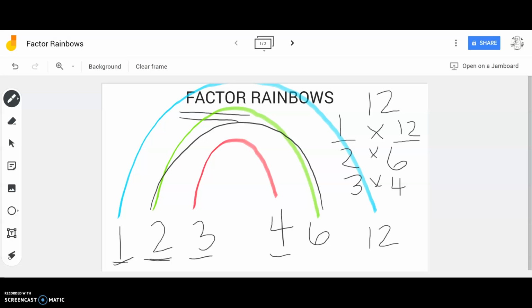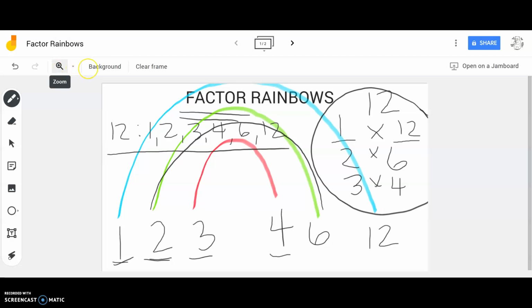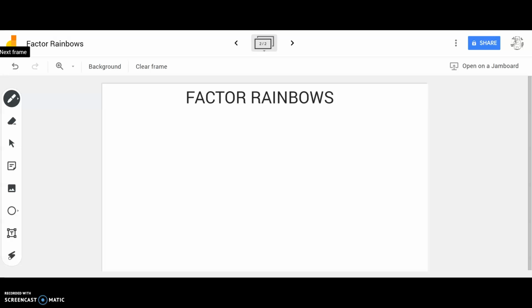Or I can say my factors of 12 are 1, 2, 3, 4, 6, and 12. These are factor pairs because the two numbers go together, and these are factors in a list, but they all represent 12. And my rainbow helps me see them all. So let's try it with a bigger number.